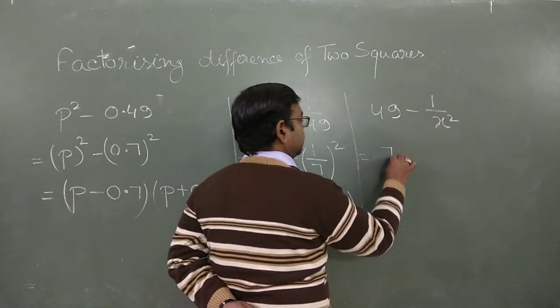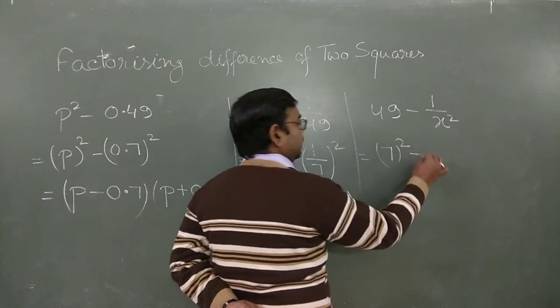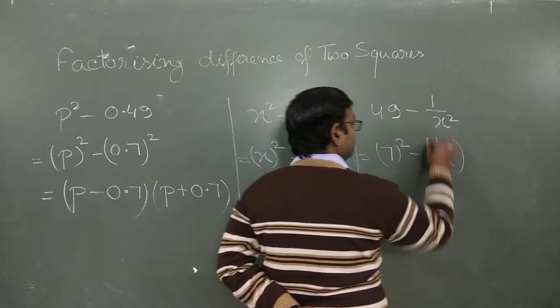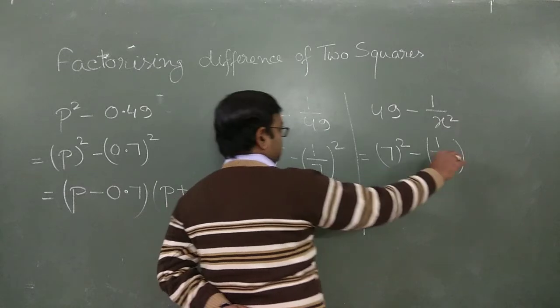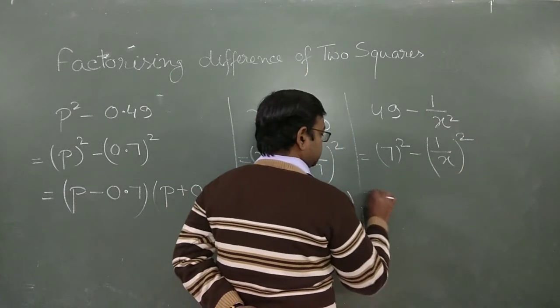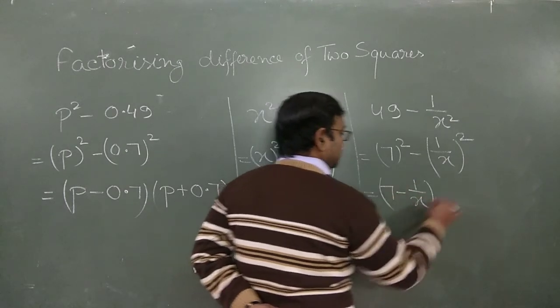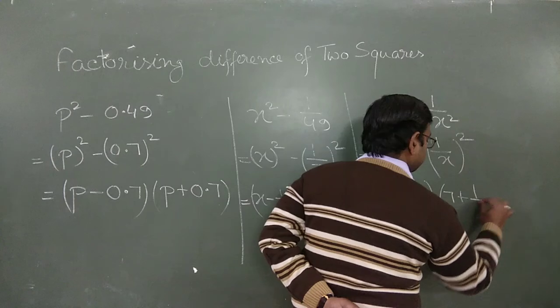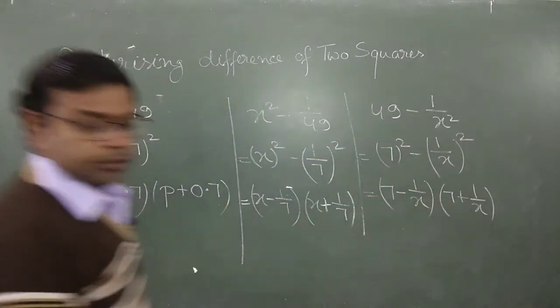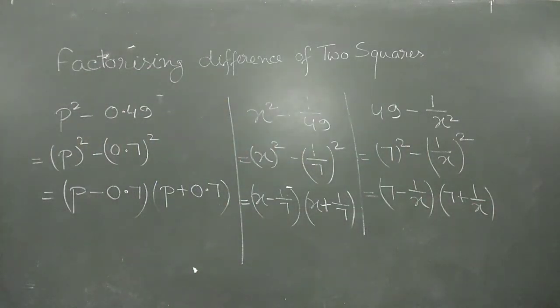Similarly, that one we can solve. What is the square root of 49? It's 7. 7 square minus 1 upon x. Square root of 1 is 1. Square root of x square is x. We can easily write down 7 minus 1 upon x and 7 plus 1 upon x. Clear? So likewise you solve it. Please follow each and every question carefully. That's why I place a line over here and over here. This is a separate question, this is a separate question. Now move to the next question.